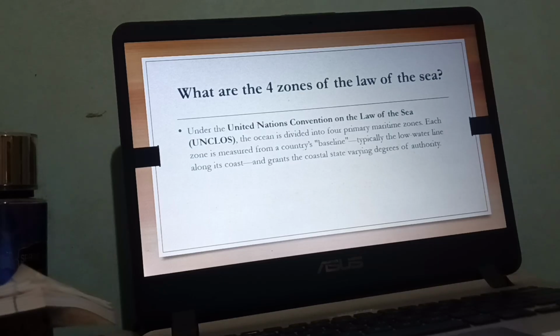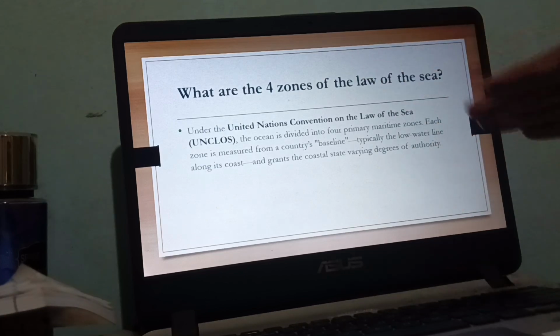So what are the four zones of the law of the sea? Under the United Nations Convention on the Law of the Sea, the ocean is divided into four primary maritime zones. Each zone is measured from a country's baseline, typically the low water line along its coast, and grants the coastal state varying degrees of authority. Now we will discuss the four zones.